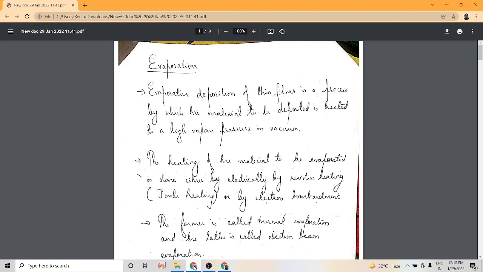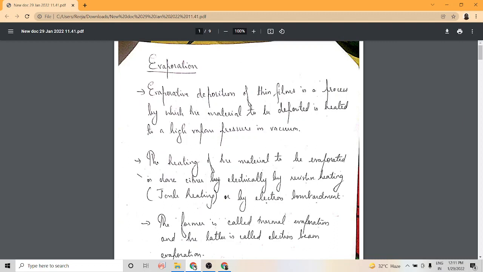Hi students, in today's session we are going to discuss the next synthesis technique for nanostructures. The synthesis technique that we are going to learn today is evaporation, a quite simple technique.